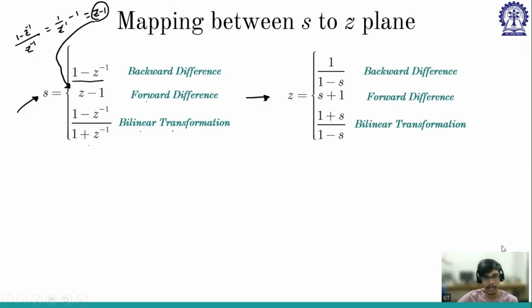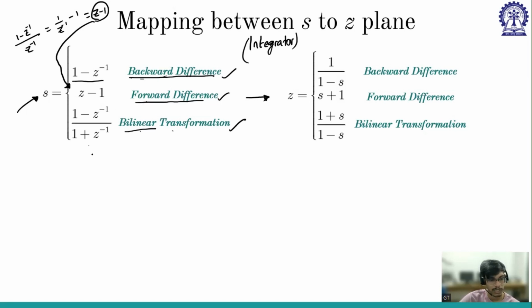So now the main question is, which one should I use? Should I use backward? This table actually represents the integrator in the Z domain. We are only talking about the integrator. Using the integrator, we got a relation from the S domain to the Z domain. If it is S in the S domain, what is its equivalent in the Z domain? It will vary depending upon which approach we are considering. In the backward difference, it is this. In the forward difference, it is this. And in the bilinear transformation, it is this.